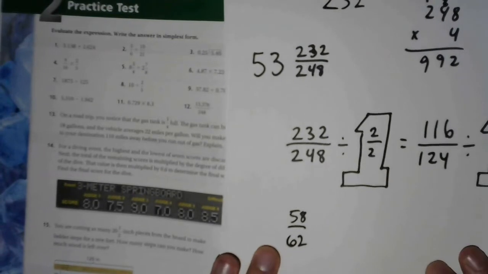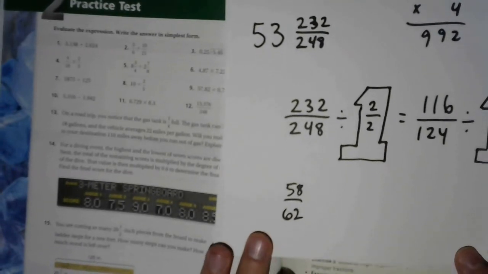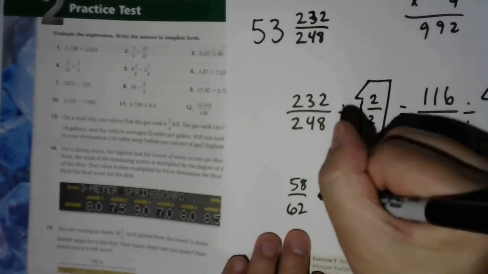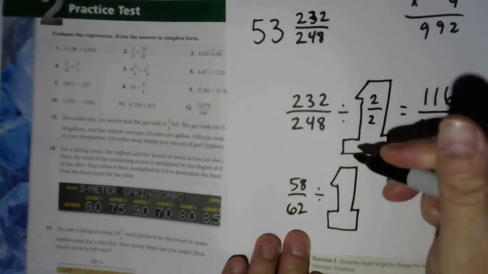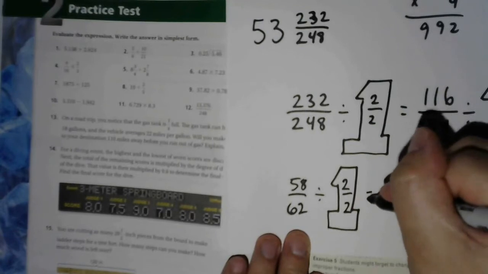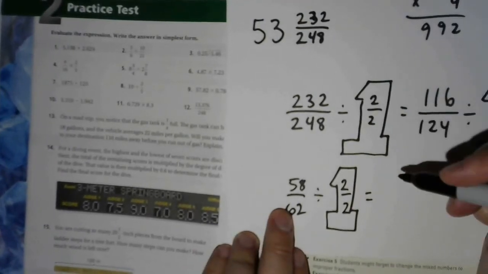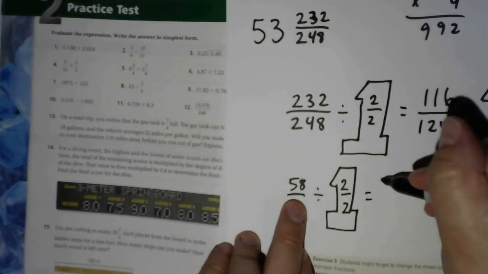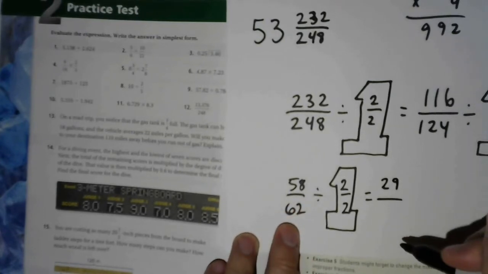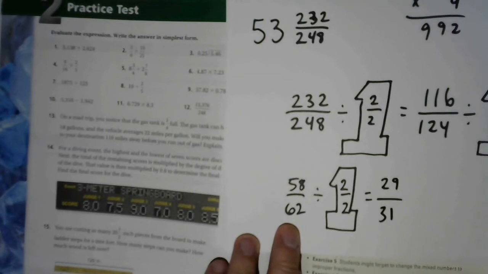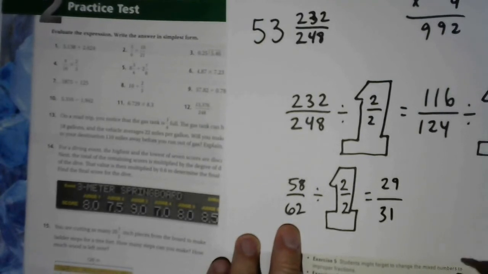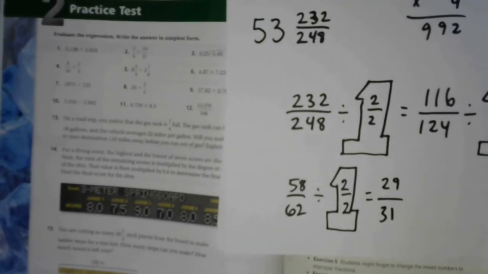You guys catching on that I could have used the greatest common factor instead? I'm using very small factors, but either way, I'm going to break it down to its simplest form. I'll go with 2 again. Half of 58, that's going to be 25 plus 4, which is 29. And 62 cut in half, that's going to be 30 plus 1, which is 31. Guys, I finally made it to numbers that are not even. Does that mean I'm done?